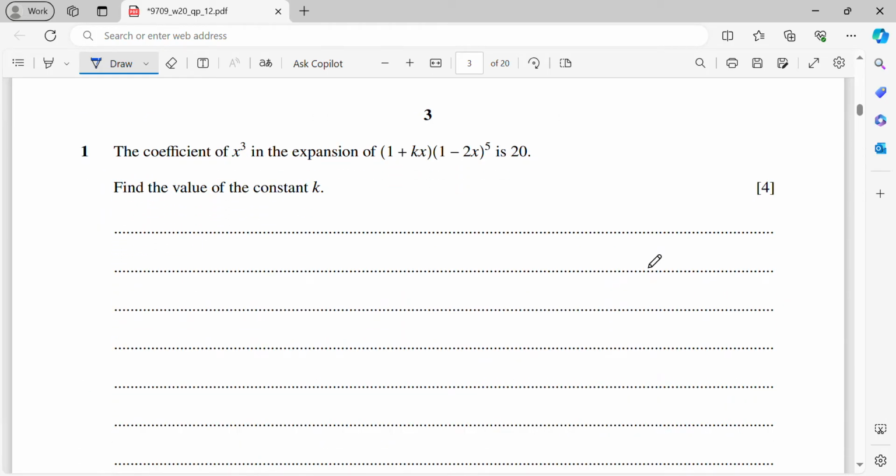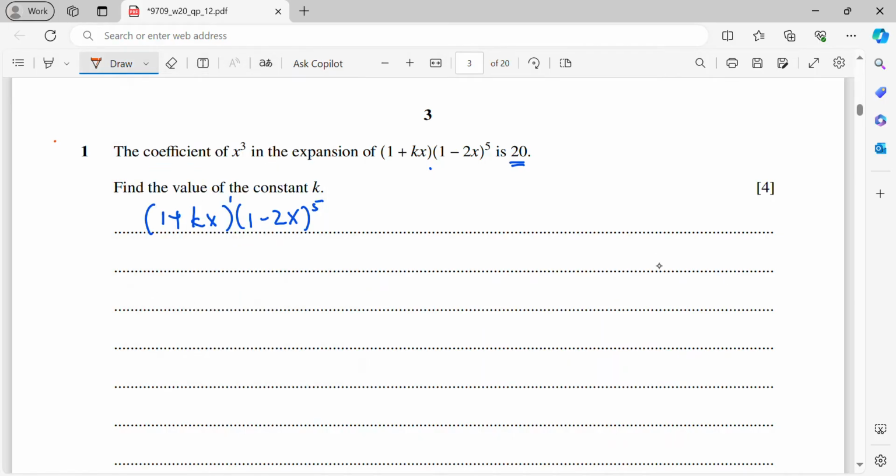For question number 1, the coefficient of x cubed in the expansion of (1 plus kx) multiplied with (1 minus 2x) to the degree 5 is 20. Find the value of the constant k. First of all, I will rewrite the question. When you look at these two terms, the first term is basically of degree 1, so we are not going to expand it. We just expand the second term.